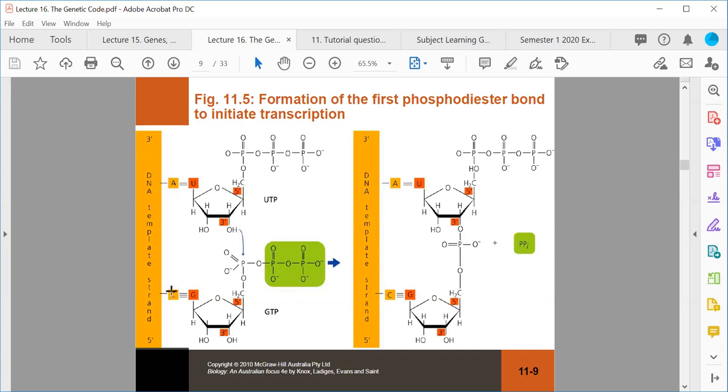All right, the next nucleotide in the DNA template strand is a cytosine. So the RNA polymerase enzyme will bring in a complementary guanine nucleotide. And then, of course, the enzyme will catalyse the formation of a phosphodiester bond between those two RNA nucleotides.